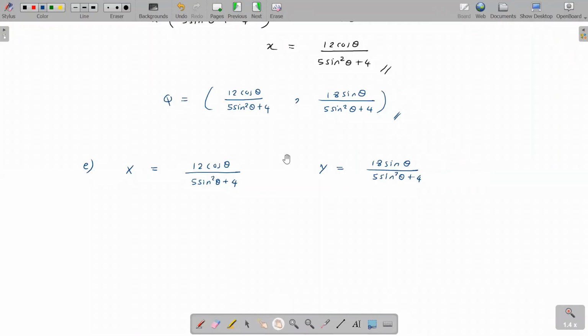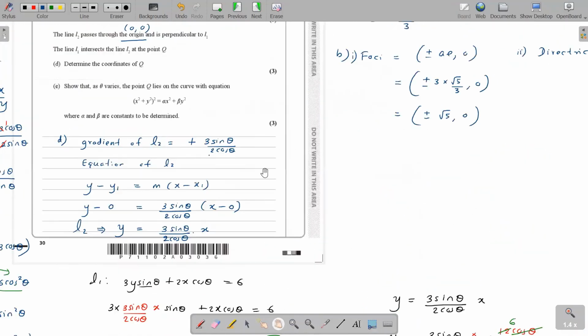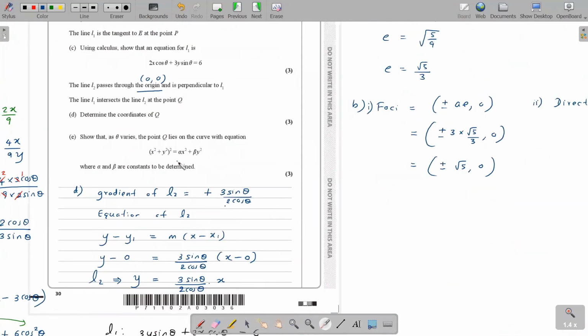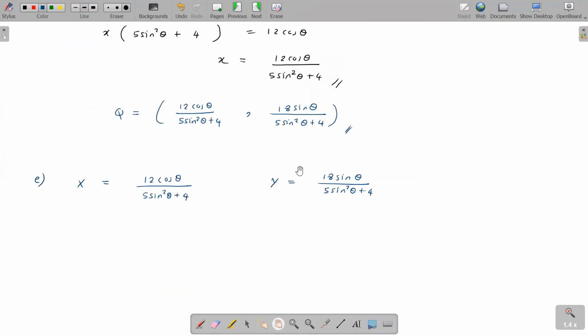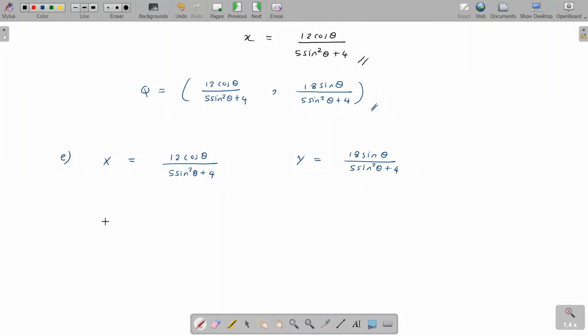Okay, so now we need to get the expression for x square plus y square, whole square, equal to alpha x square plus beta y square. You're supposed to find alpha and beta. So you know what the best thing here is? Let's use the x value and the y value, put them on this side and get x square plus y square, whole square, and show that we get an expression of the form alpha x square plus beta y square. Okay, so we'll use the values. That's the easiest way to get it done.